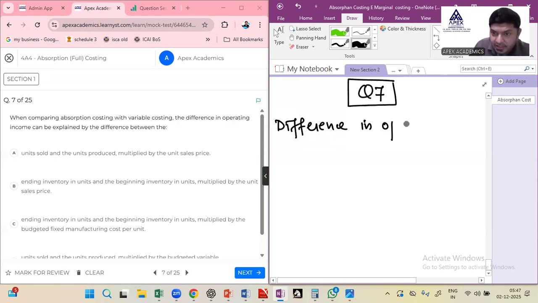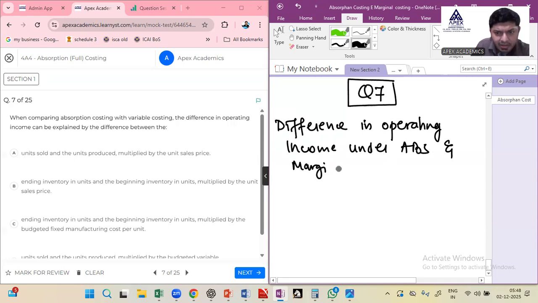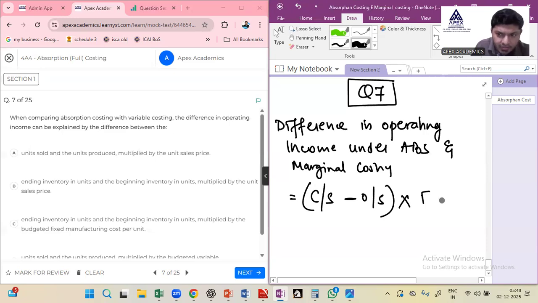So the difference in operating income under absorption costing and direct costing, that is marginal costing or variable costing, is equal to closing stock minus opening stock multiplied by fixed manufacturing overheads.